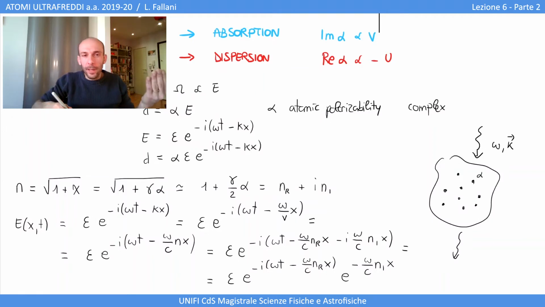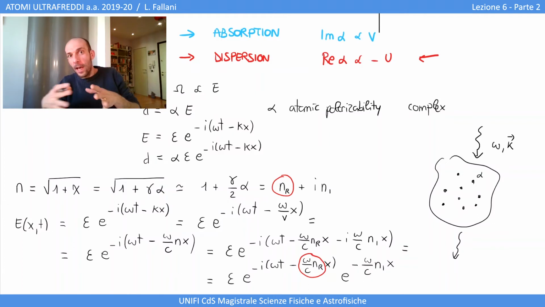So what do we get from that? We see that the real part of the atomic polarizability that is connected with the u component of the Bloch vector basically enters the real part of the index of refraction, and in turn determines a different velocity of propagation inside the atomic medium. And so this effect is what we call dispersion. So the velocity of a wave will change.